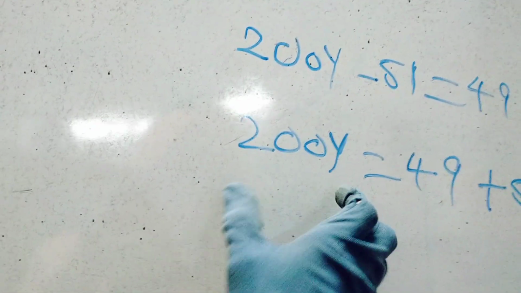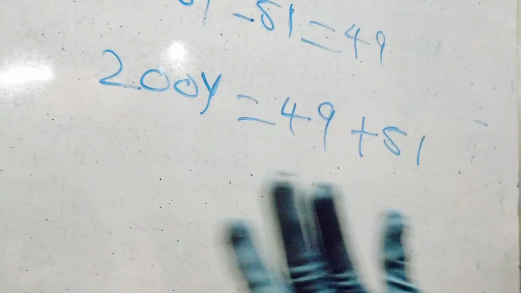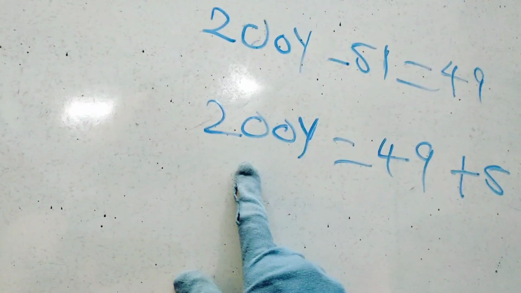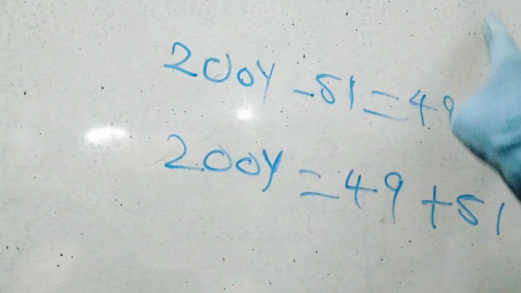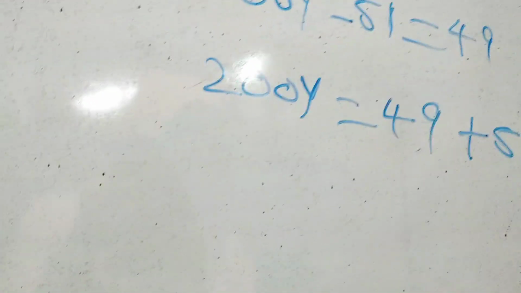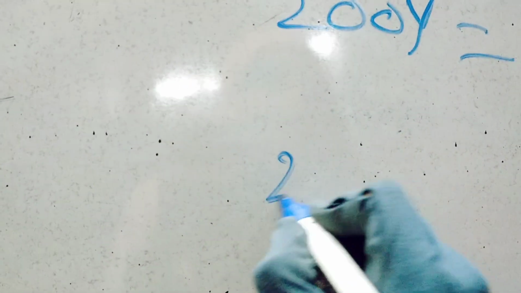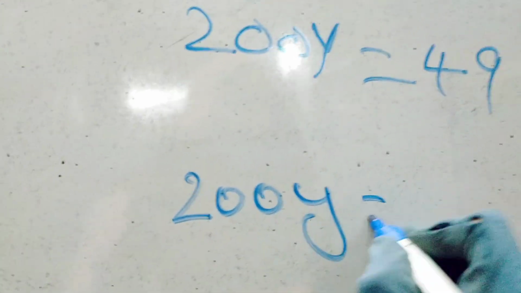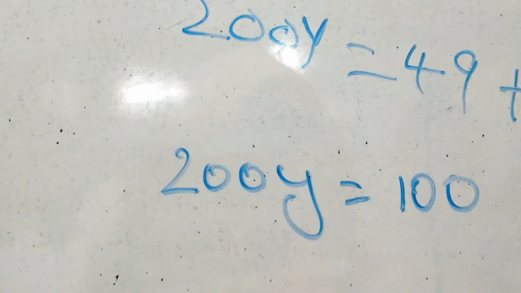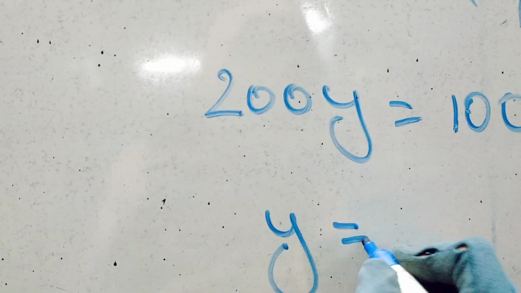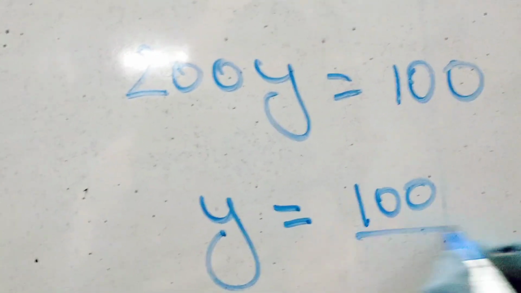So you are taking variables to one side and solving the constants by shifting them to the other side. So 200y is equal to 49. This minus 51 you transpose, so it becomes plus 51. So 200y is equal to 49 plus 51, how much? 100. Then y is equal to 100 by 200.